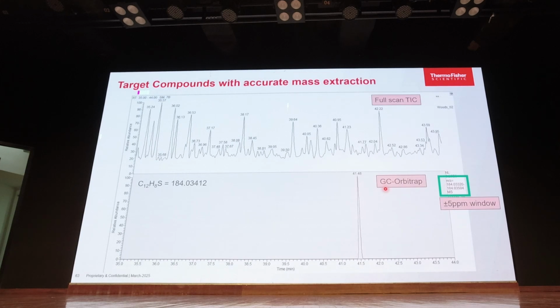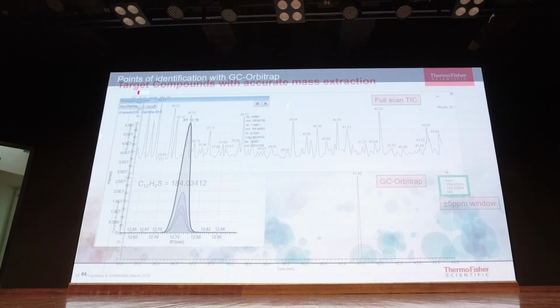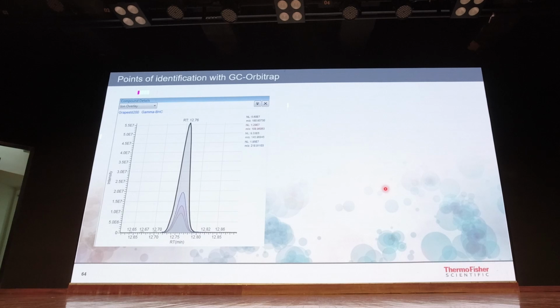But when I use Orbitrap, 184.03413, I don't get any other peaks. I just get my peak. That's the problem. And there are a lot of identification points. So this is one of the data.